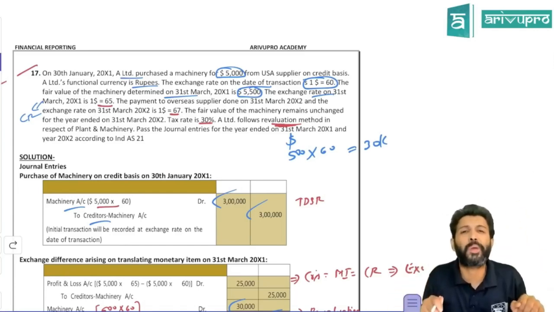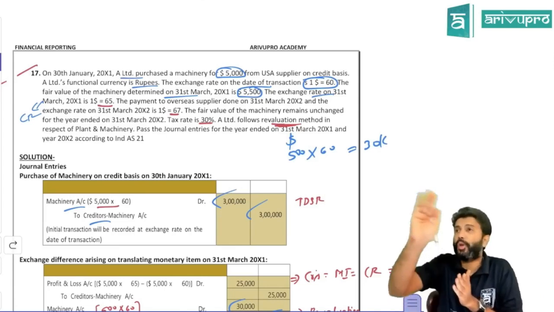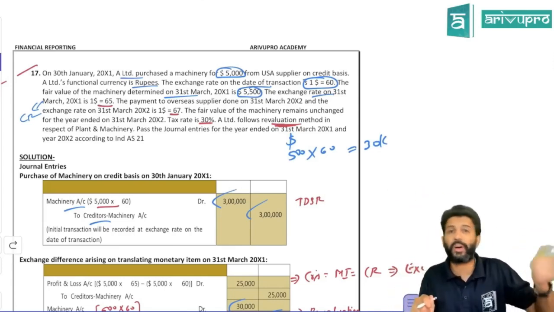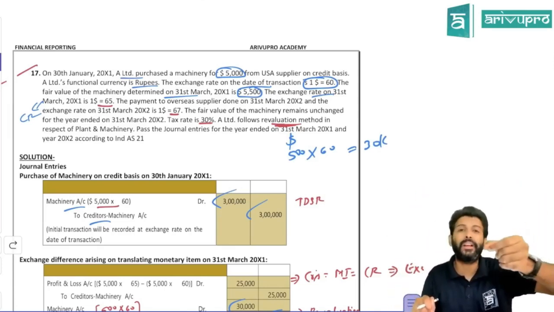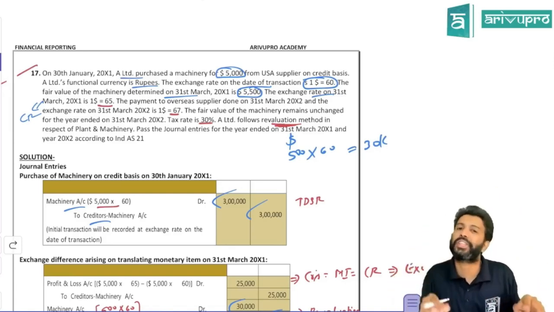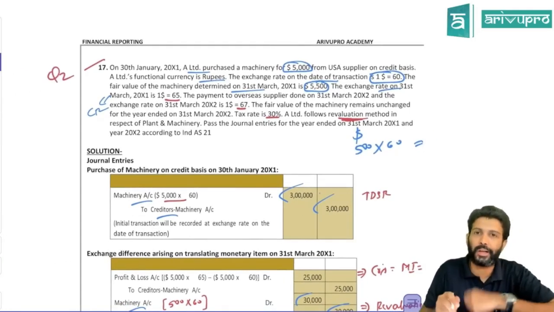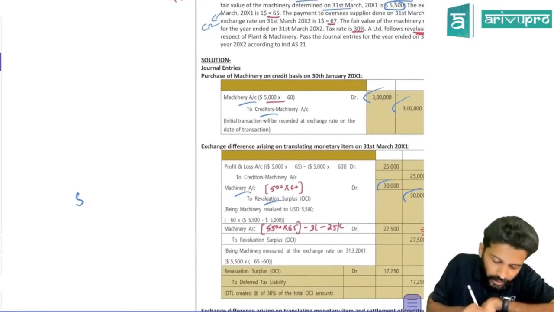But here, are we following cost model? No, we are going for the revaluation model. And what does IND AS 21 say? If a non-monetary item is valued not at cost model, but on a fair value or any other basis, then on which day did you determine the fair value? On 31st March. That day's exchange rate you use, and you have to remeasure. That means this machinery cannot be shown in the balance sheet at this value. You need to remeasure.